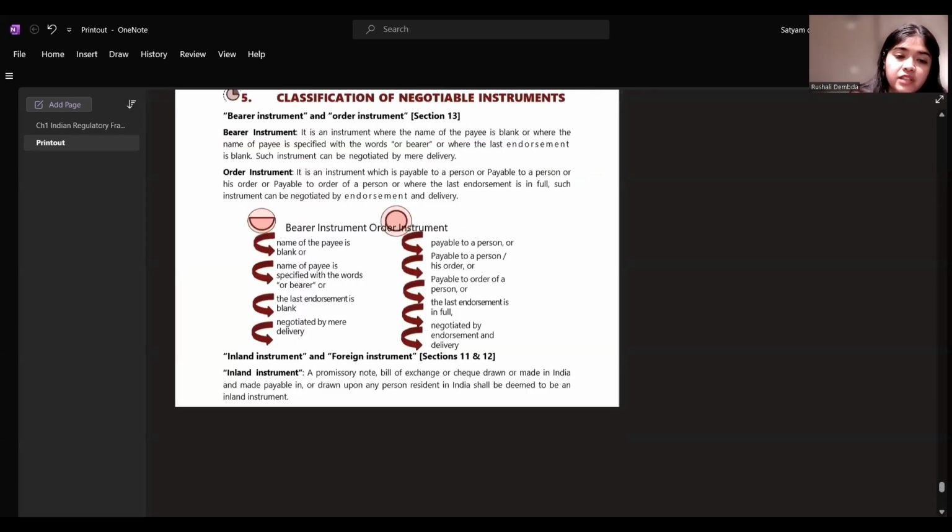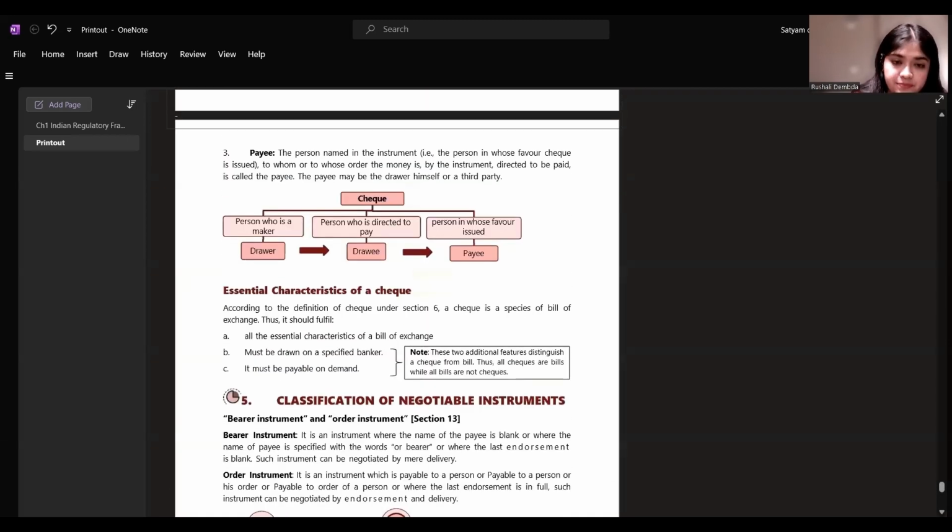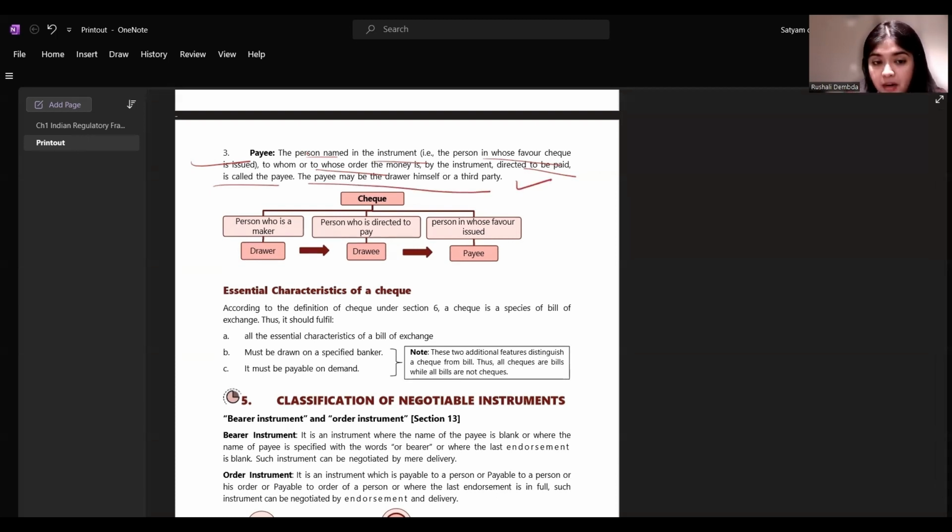Then we have the third party, which is the payee. Now, the person named in the instrument. If I'm drawing a check in the name of Mr. X, so X is the payee. X is the person who is going to get the money. Same way as in a bill of exchange. That is the person in whose favor the check is issued. To whom or to whose order the money is by the instrument directed to be paid is called the payee. The payee may be the drawer himself or a third party.